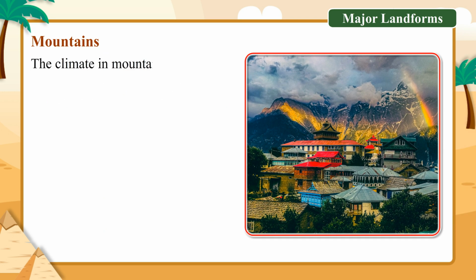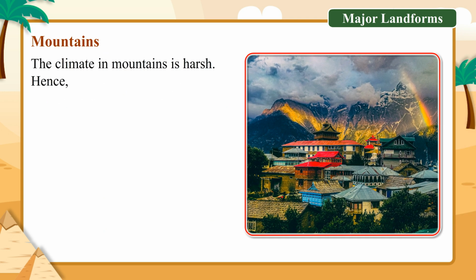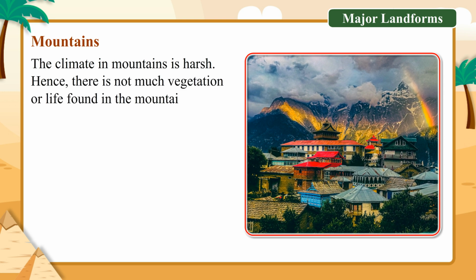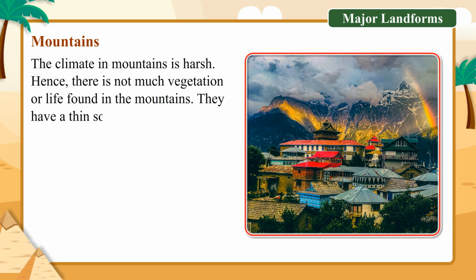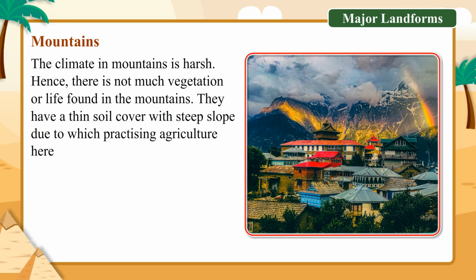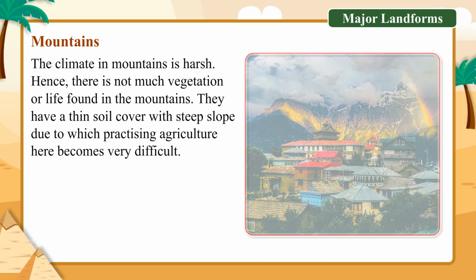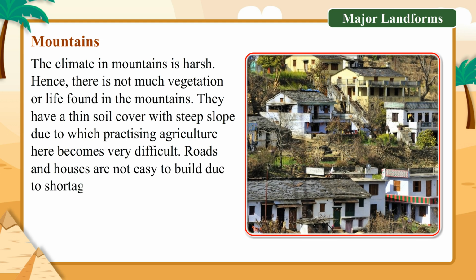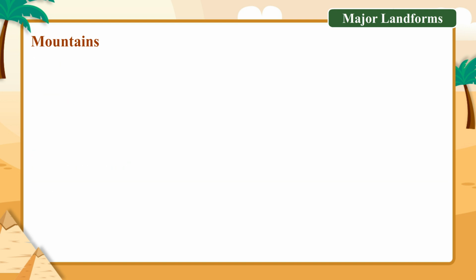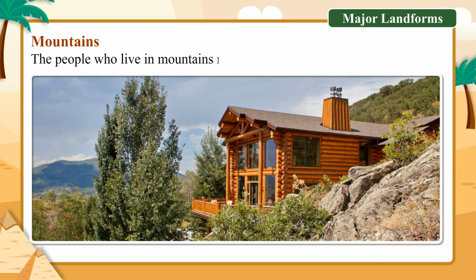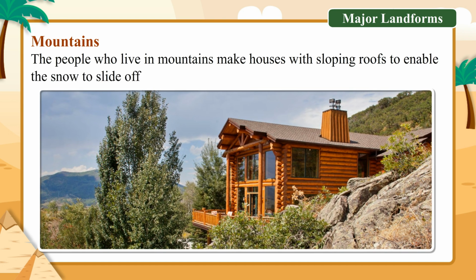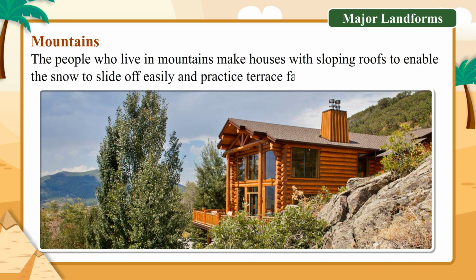The climate in mountains is harsh. Hence, there is not much vegetation or life found in the mountains. They have a thin soil cover with steep slopes, due to which practicing agriculture here becomes very difficult. Roads and houses are not easy to build due to shortage of flat land. The people who live in mountains make houses with sloping roofs to enable the snow to slide off easily and practice terrace farming.